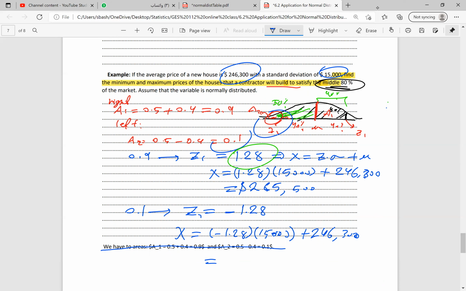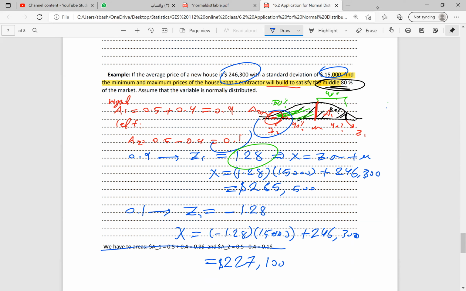using the calculator for this one, I will have minus 1.28 multiplied by 15,000 minus 246,300 $. So it will be 227,100 $.